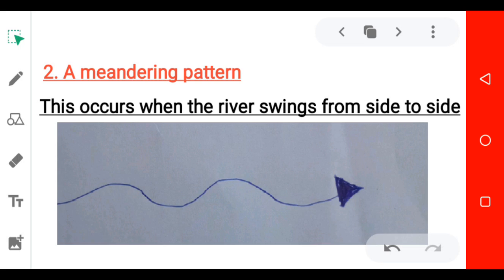Number two, we have a meandering pattern. This occurs when the river swings from side to side. Can you see the river? Can you see it swinging from side to side? This is a meandering pattern.